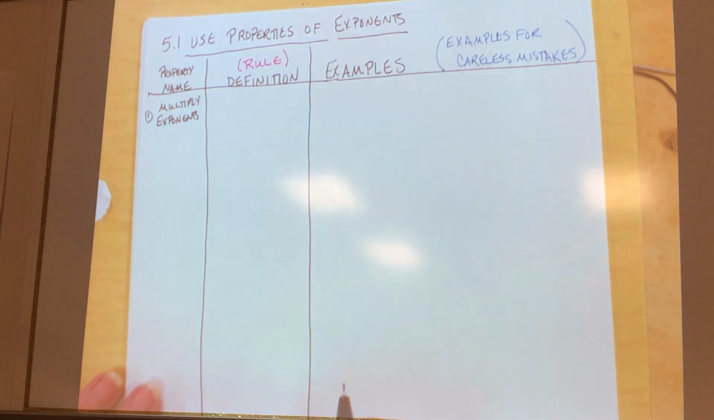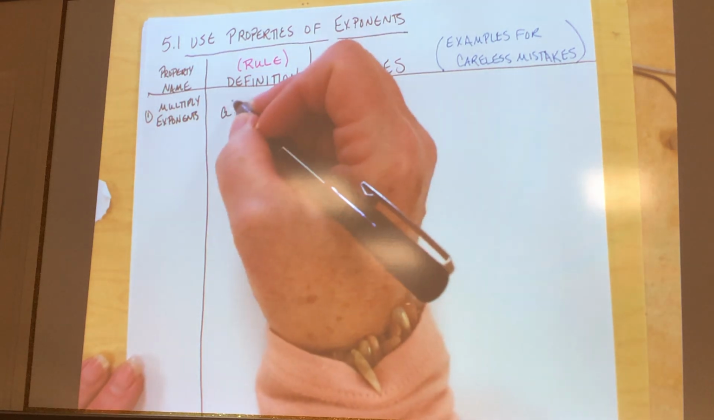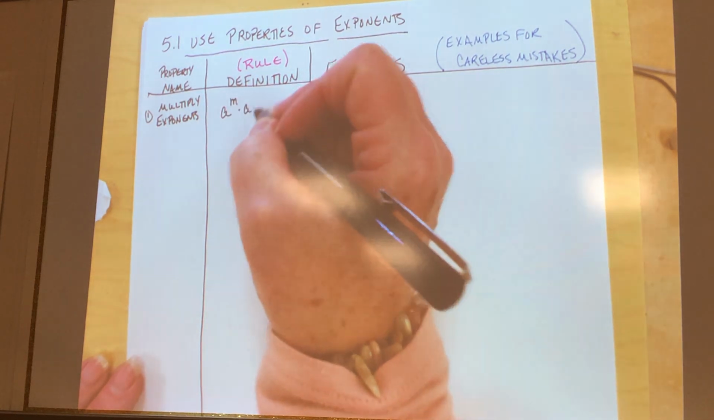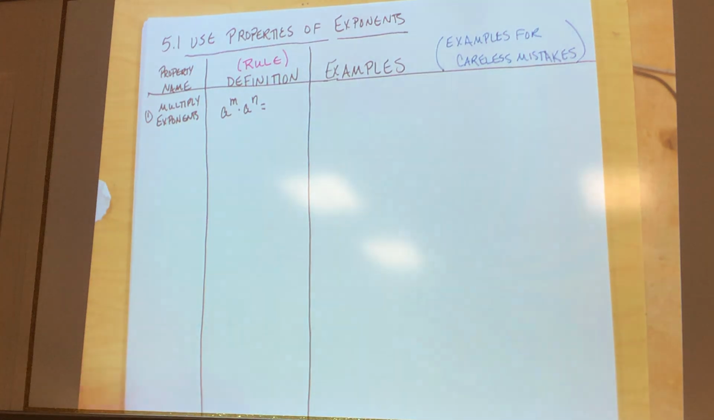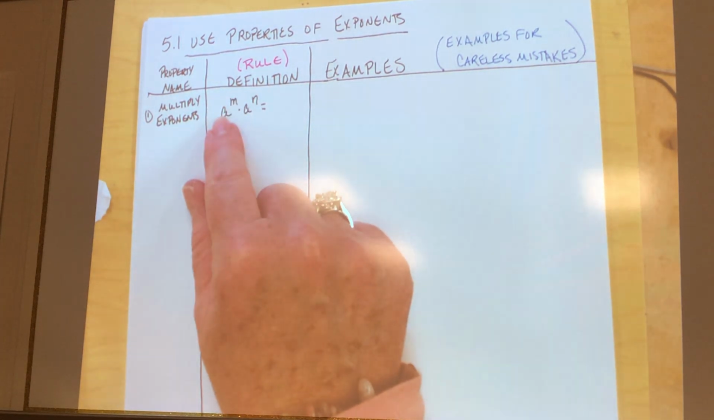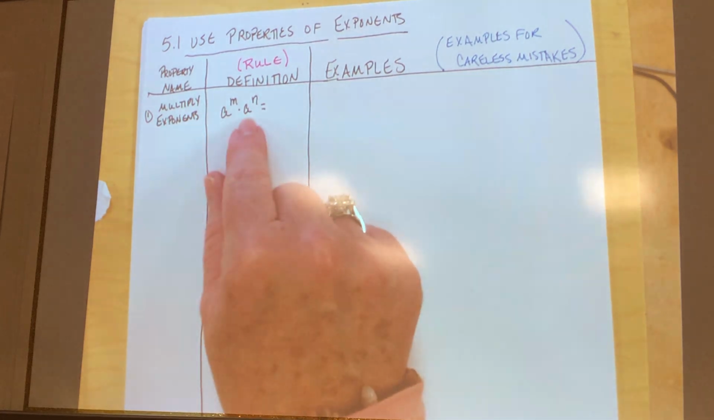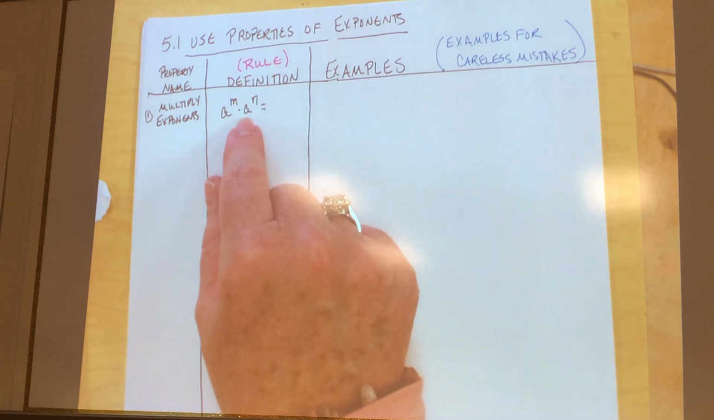Okay, multiply exponents. So this is what it looks like. If I have a to the m times a to the n, okay? A to the m times a to the n. Now, notice what has to be true. What's this thing down here called? I know it's an a, but what's it called with respect to this power? It's a base, yeah. And notice that my bases have to be the same. If your bases are not the same, you cannot use this rule, okay? The bases have to be the same.